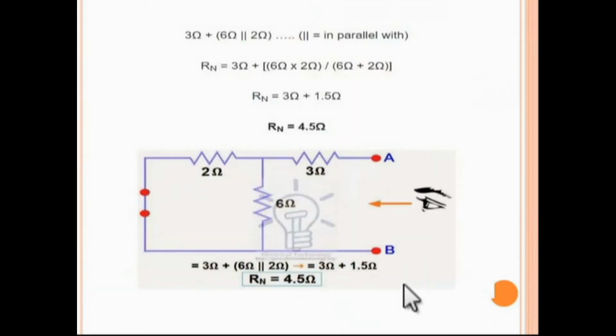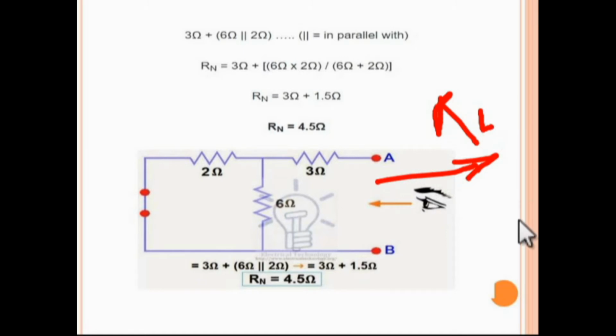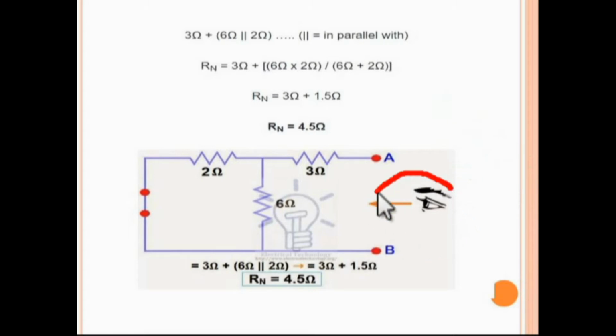Okay, now see in the second slide. So guys, for Norton's equivalent, the procedure of finding RN is the same. For finding RN, you have to remove RL. Now don't put a short circuit. You must remember, now you have to see from here, keep an eye from here, and start reducing the resistance from this terminal.